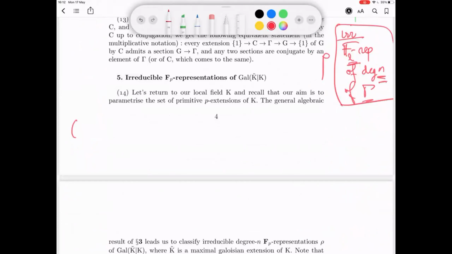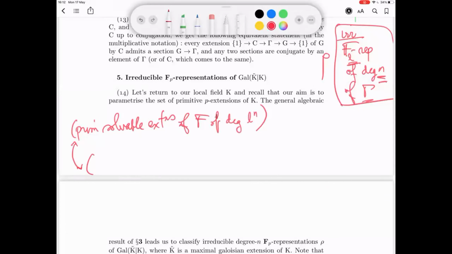So I have primitive solvable extensions of F of degree L to the N. That's one set. Then I'm going to give a bijection with another set: the set of all pairs rho, comma, M.